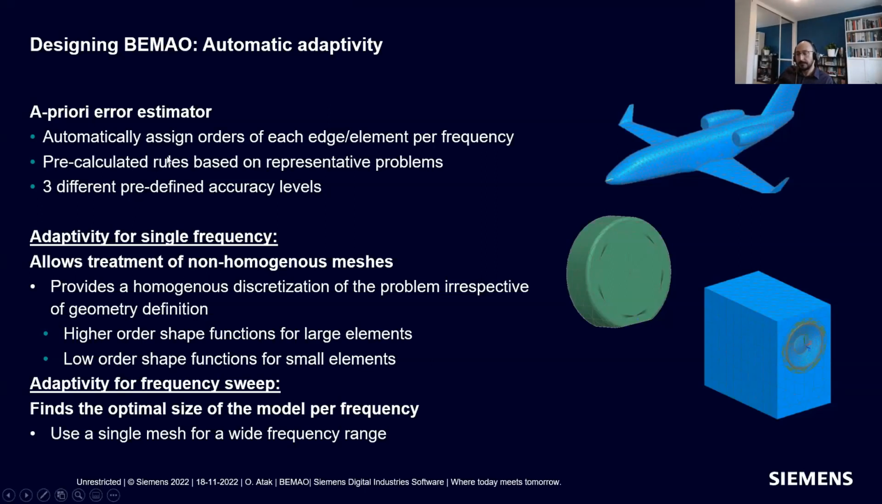So we are assigning orders for each edge. It's an edge-based algorithm, and per frequency. We have these pre-calculated rules, where we looked at representative problems and came up with these rules. And we have defined three predefined accuracy levels, coarse, standard and fine, for our users to choose depending on the accuracy requirement where they would like to end up.